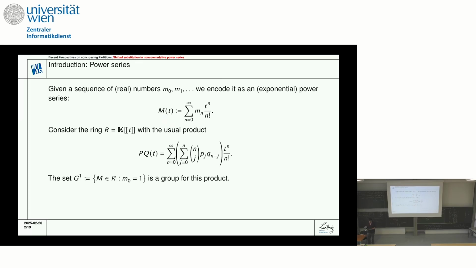So what we are looking at really is the ring of formal power series, which I denote here with R, and it has the usual Cauchy product. This combinatorial factor here is just showing up because I want to write the product as an exponential power series again, so nothing strange. And it's known that for this multiplication, the set of formal power series starting with a 1, so really formal moment sequences, is a group for this product.